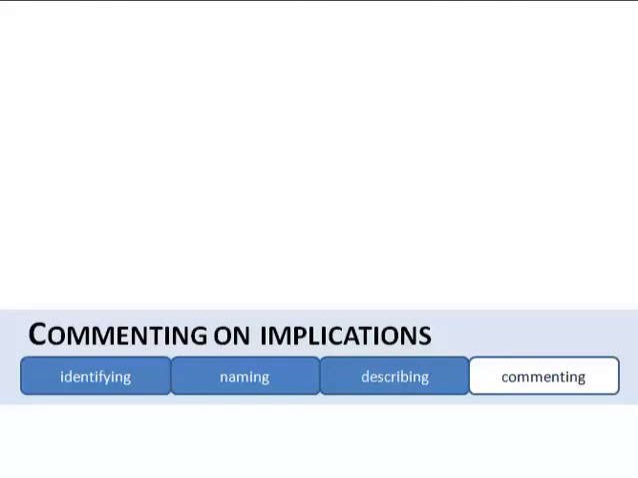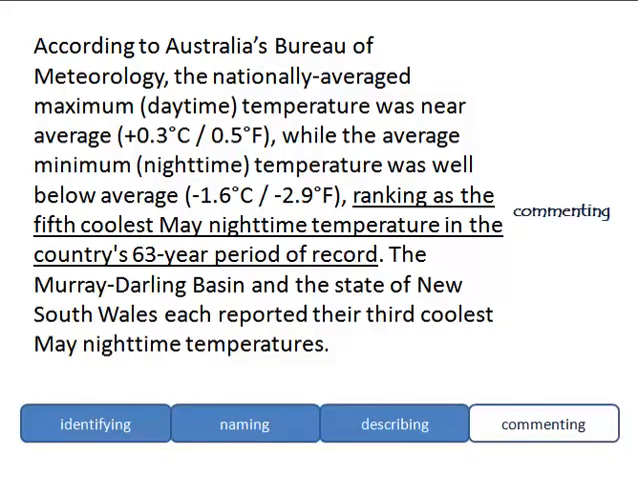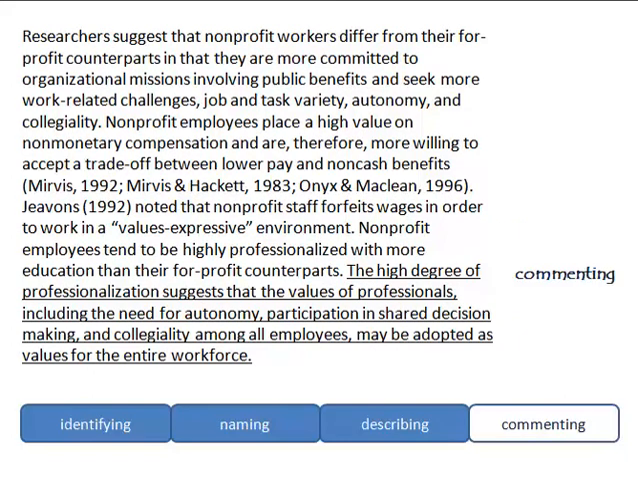Finally, sometimes writers also give us implications. Implications are like, so what does this mean for readers? Why would we need to know this? Why is it important or significant? Let me show you two examples. So back again to the Australia example. In the middle of the paragraph, roughly, there's a statement that says ranking is the 5th coolest May nighttime temperature in the country's 63-year period of record. So we're not only given some numbers, but kind of what that means. It's put in a larger context.